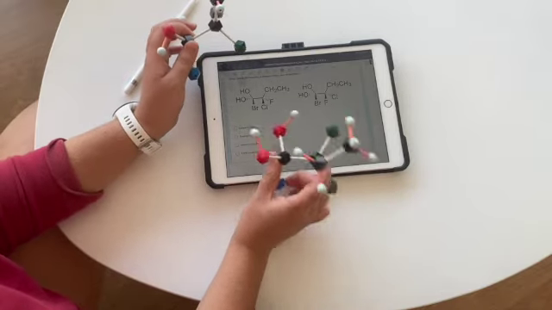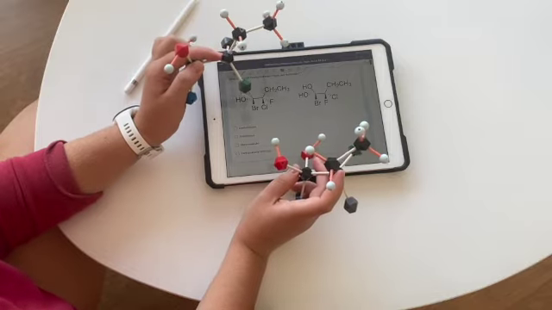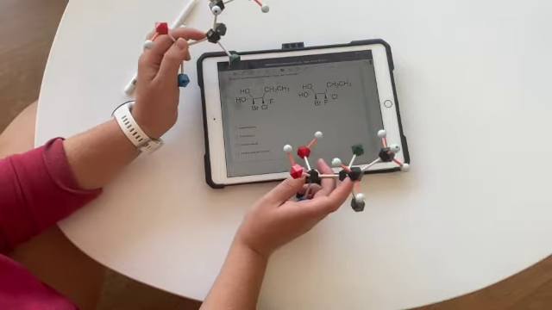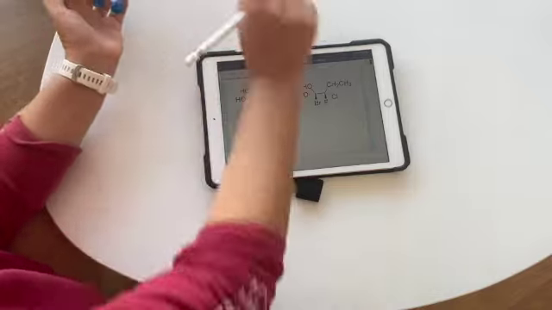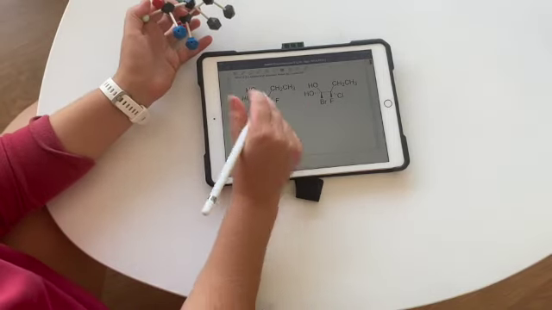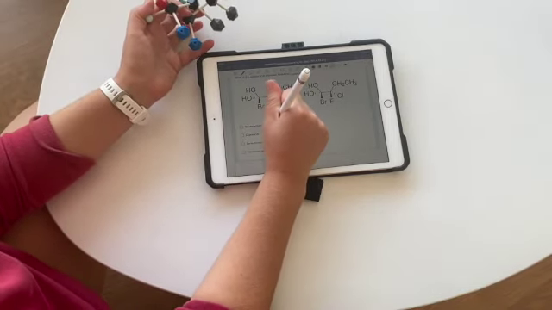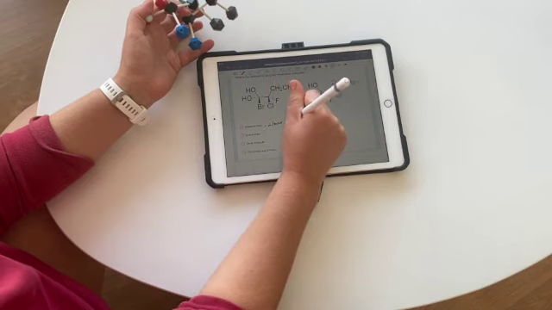So I know I don't have diastereomers because I only have one chiral carbon. Diastereomers can only happen with 2 or more chiral carbons.